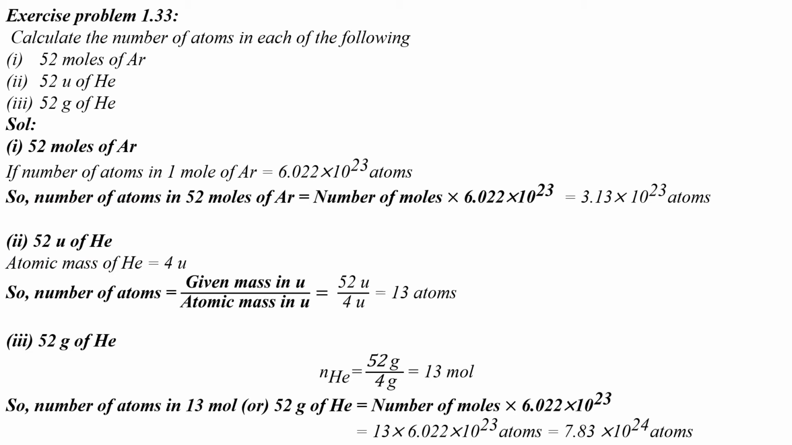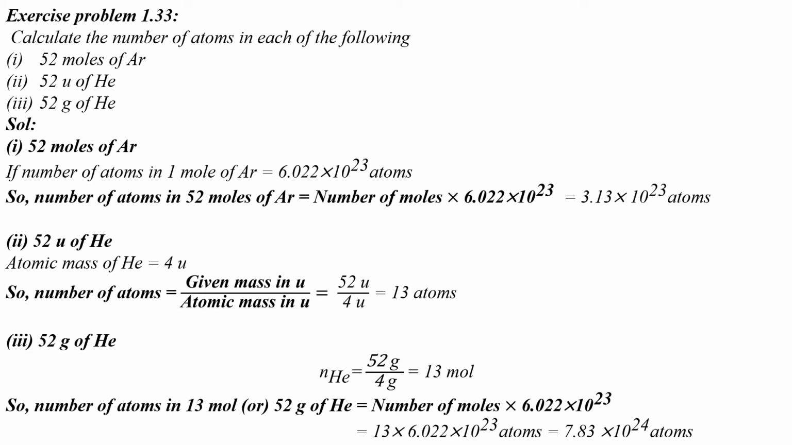Exercise problem 1.33. Calculate the number of atoms in each of the following: 52 moles of argon, 52 U of helium, 52 grams of helium. Okay, now let's do the first problem. 52 moles of argon. Here they are given the number of moles of argon as 52.